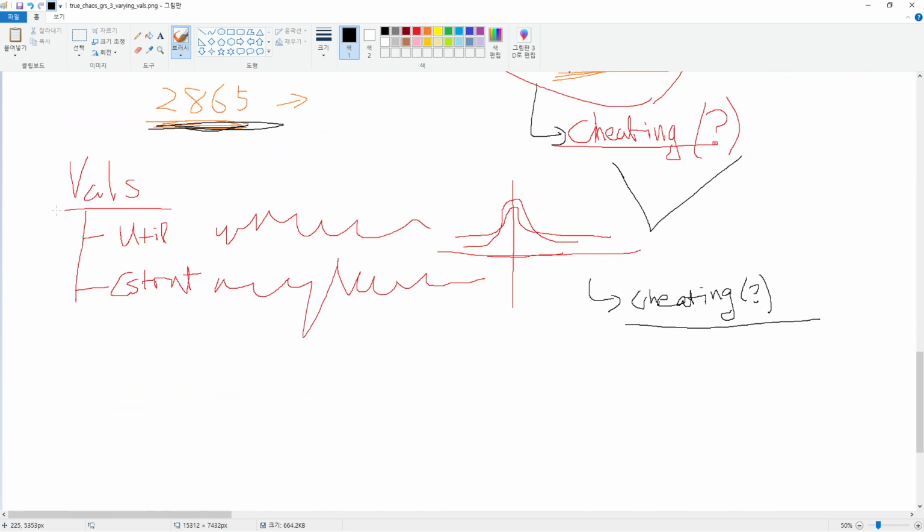However, using the method where the utility values and the constraint values just fluctuate, they oscillate and fluctuate, and they vary over time, every time or some other time, this doesn't feel like cheating, or feels less like cheating. So that's why I did this.